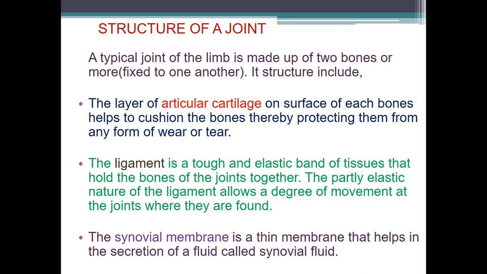Now, the second part is the ligament. The ligament is a tough and elastic band of tissue that holds the bones of the joint together. The partly elastic nature of this ligament allows a degree of movement at the joint where they are found. The third one is the synovial membrane. The synovial membrane is a thin membrane that helps in the secretion of a fluid called synovial fluid.